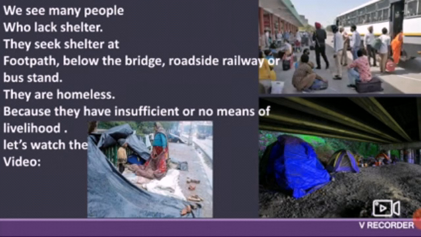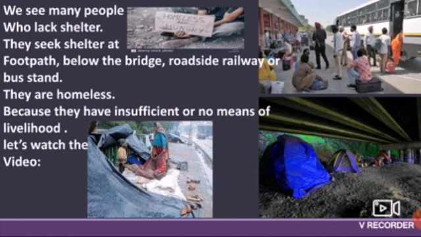Students, look at the picture alongside. You will see people who are homeless. Homeless means they don't have shelter. They don't have a home. As we know, we need a separate house, but there are many people who stay on the roadside. Here we see many people who lack shelter. They seek shelter at footpaths, below bridges, on the roadside, at railway or bus stands. They are homeless because they have insufficient or no means of livelihood.